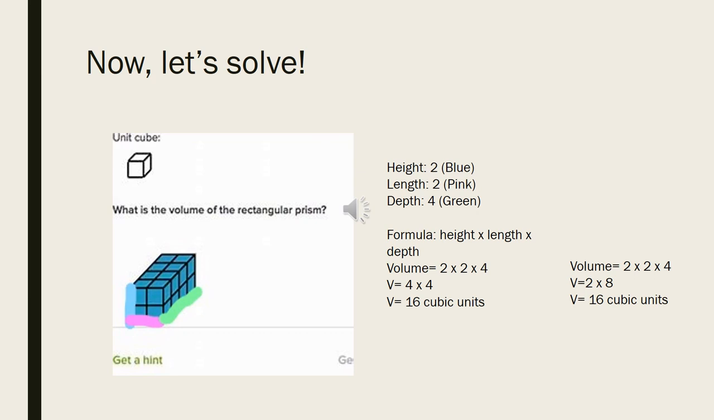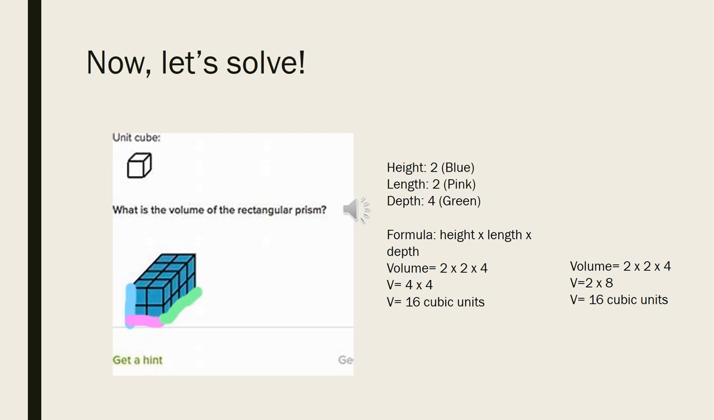Now that we've had a chance to discuss the plugging method, let's actually use it to solve. This is very similar to the last step of the breakaway method, except it's just a little bit quicker. It takes us to the solution a lot faster. So all we're doing is taking those same numbers that we found for our height, length, and depth, which are 2, 2, and 4, and simply plugging them into the formula.